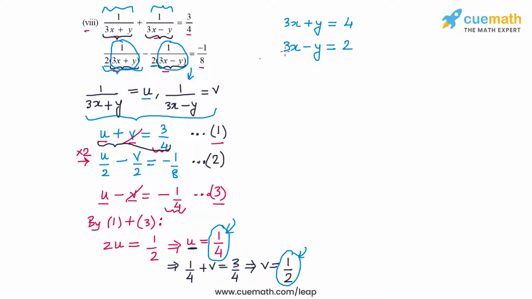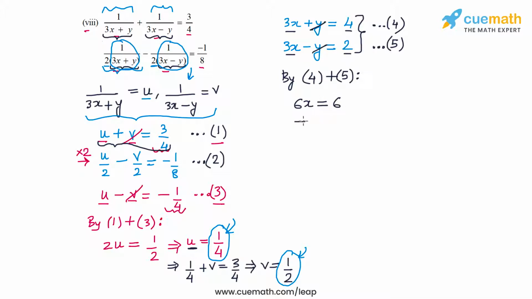So now we have a pair of linear equations in x and y. Solving them will give us the values of x and y, and to solve them we can simply add these two equations. Let's call this equation 4 and this equation 5. So let me do 4 plus 5, because that will eliminate the variable y. On the LHS I will get 3x plus 3x, so that's 6x, and the y terms will cancel. On the RHS I will get 4 plus 2, that's 6. So 6x is equal to 6, or x is equal to 1.